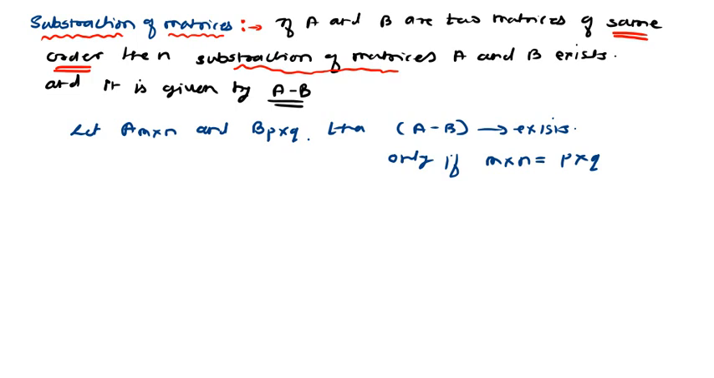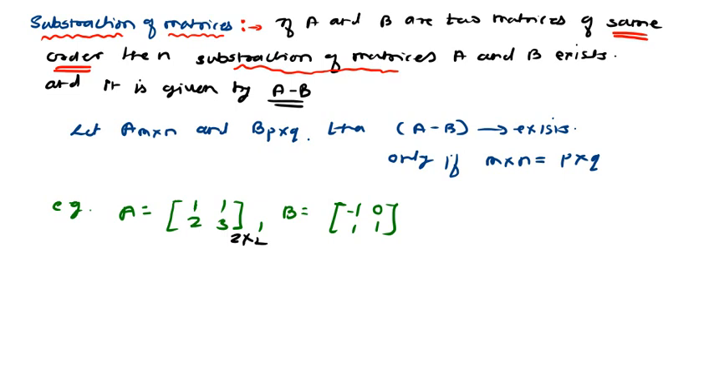Okay, for example, suppose I take the matrix A as 1 2 1 3 and matrix B as minus 1 1 0 1. The matrix A is of order 2 by 2 and the matrix B is of order 2 by 2. Then A minus B exists because the order of both the matrices are equal.